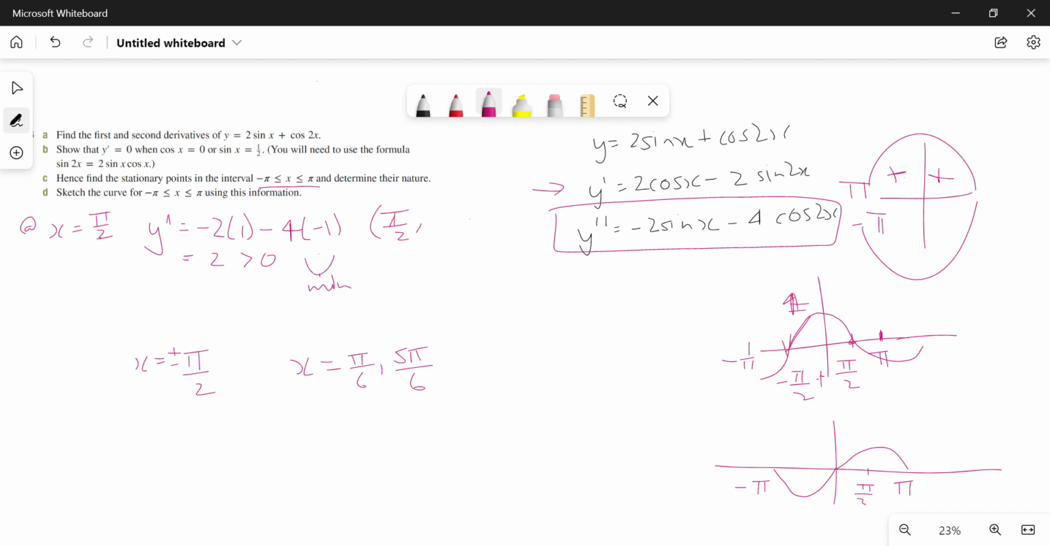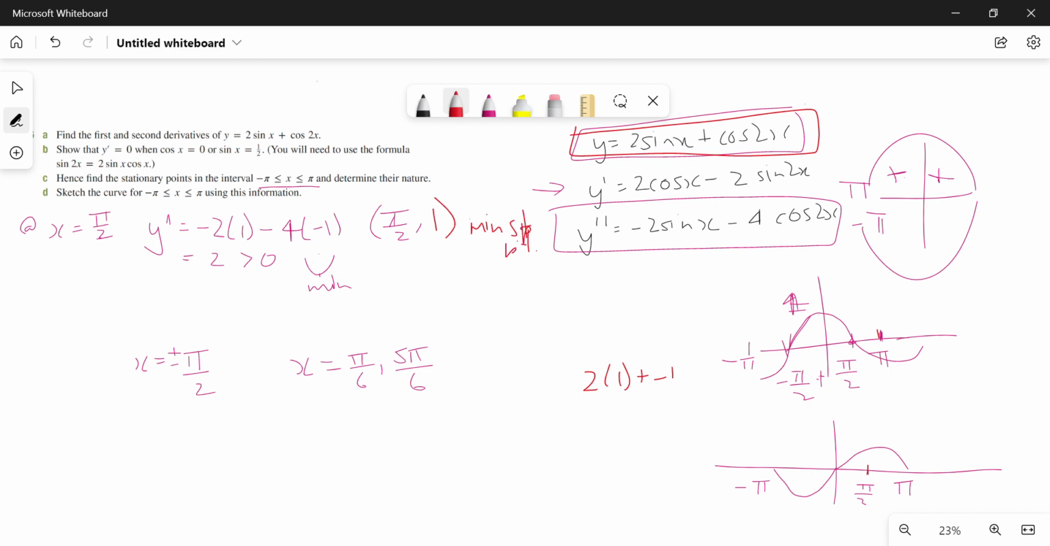And then if we look at finding the y value, let's put it in this equation. If I put that in there, I'm going to get 2 lots of sine pi on 2, which of course is 1, plus cos of pi, and cos of pi is negative 1. So 2 minus 1 is 1, so that's going to be 1. So that's a minimum stationary point.